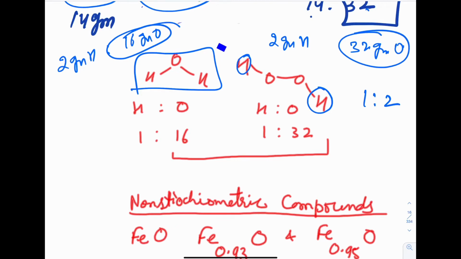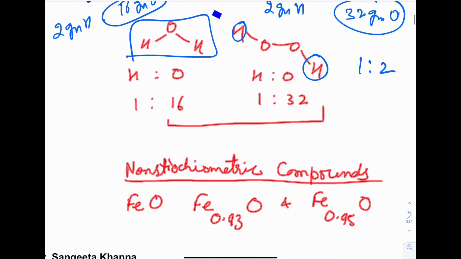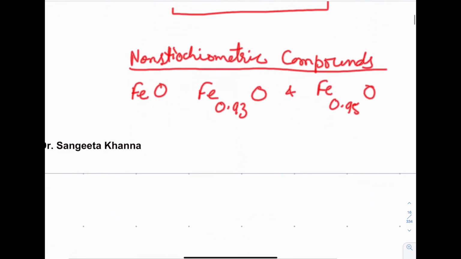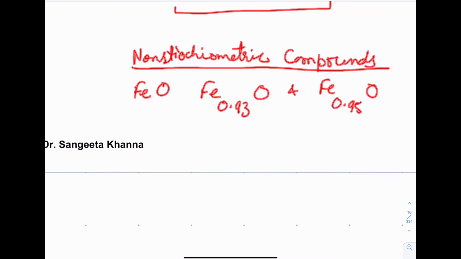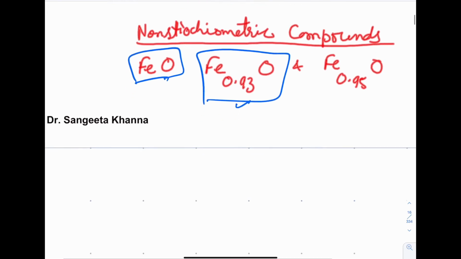But now this law has many limitations because many other compounds are known in which elements are combined in fractional ratio. So now the mass ratio is not in multiples because elements have this fractional ratio. Iron oxide, its one form also exists as iron 0.93 and oxygen 1. You will learn how these compounds are formed, but this law has these limitations. Non-stoichiometric compounds.